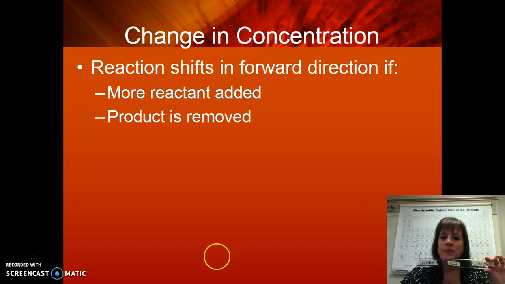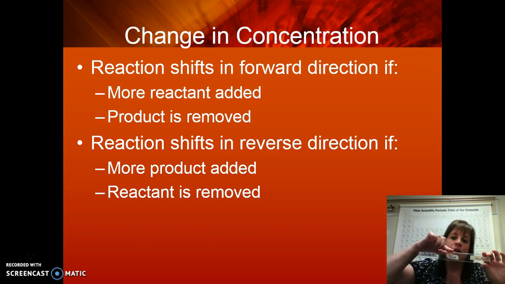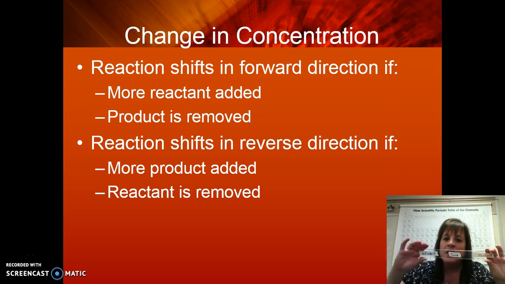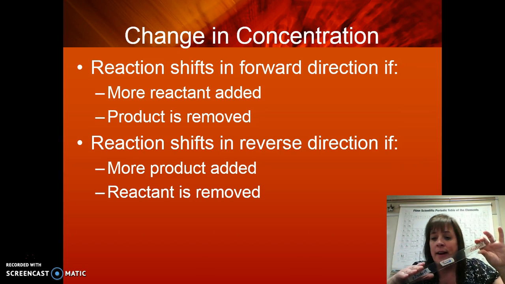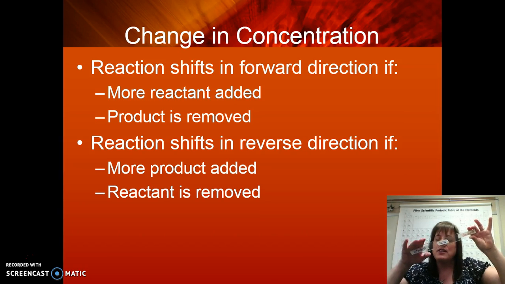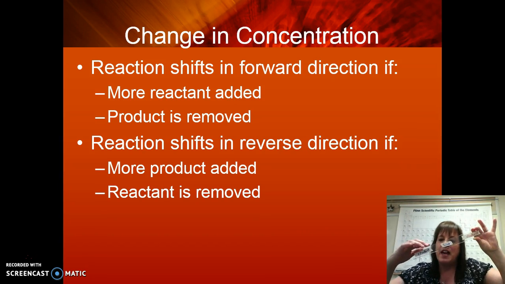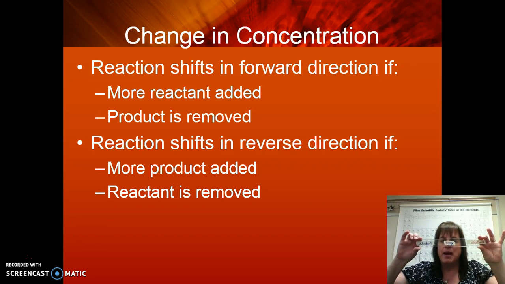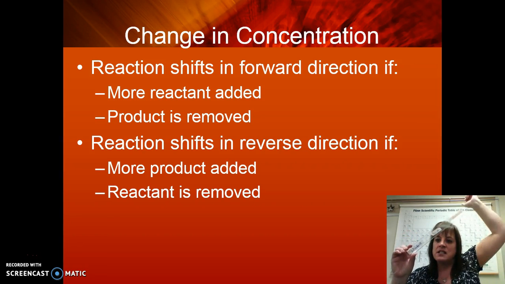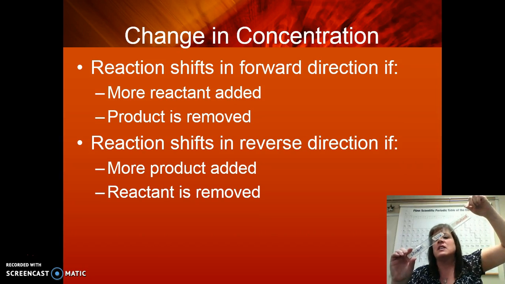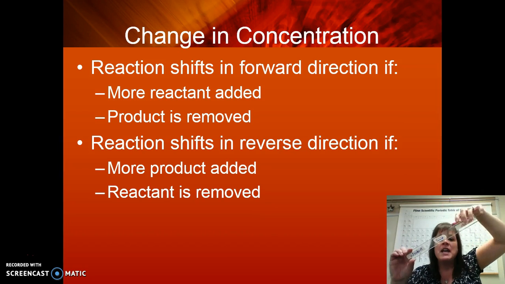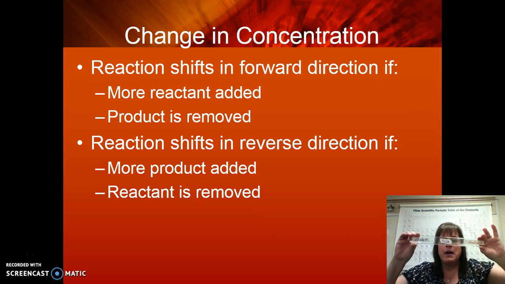Now a reaction will shift in the reverse direction, so products reforming reactants, if I do the opposite. So if I add more product, I don't know why I would do that, but if I add more product, this side's heavier, so it's going to want to use up some of those reactants, get rid of that extra stuff I put in, and go back to reactants. So I get back in balance. Or if I remove reactants, if I take some of the reactants out, it's going to have to get rid of some of these products and make more reactants to get back into balance.